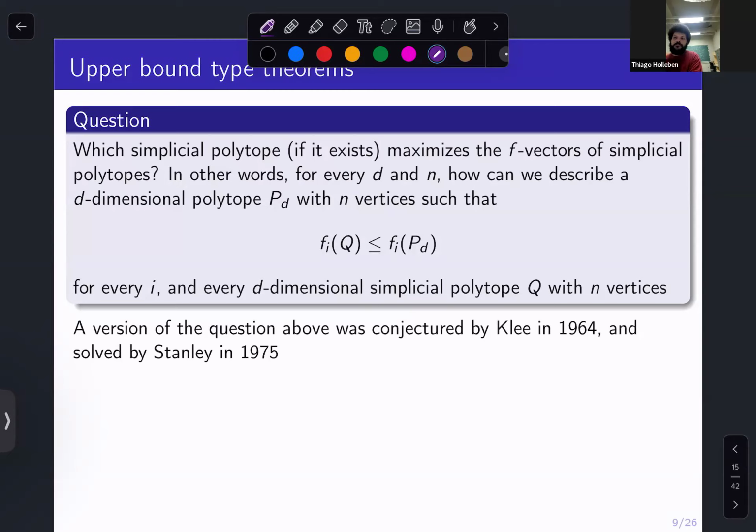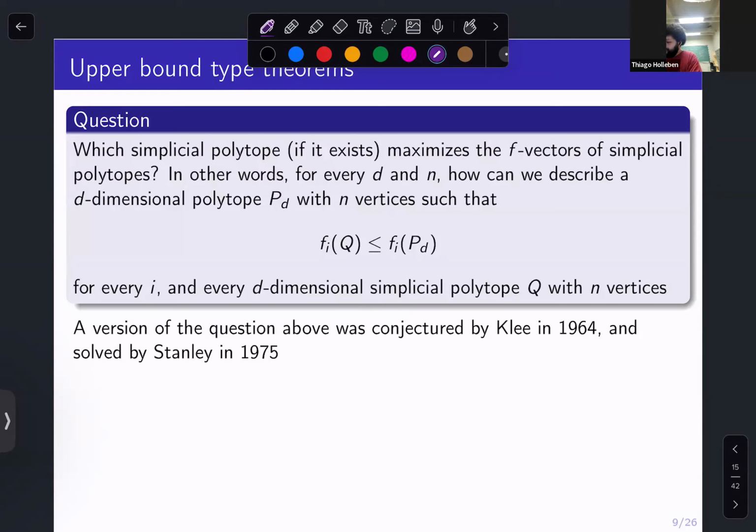One question that you can ask, let's say for polytopes, is which simplicial polytope, if it exists, since it's not clear that it exists, maximizes the F vector of simplicial polytopes. In other words, fix the dimension and the number of vertices. Can we describe a d-dimensional polytope, which I'm denoting here by P_D, with n vertices, so that for any other simplicial polytope with the same parameters, the same dimension and the same number of vertices, the entries of its F vector are at most the entries of the F vector of this P_D?